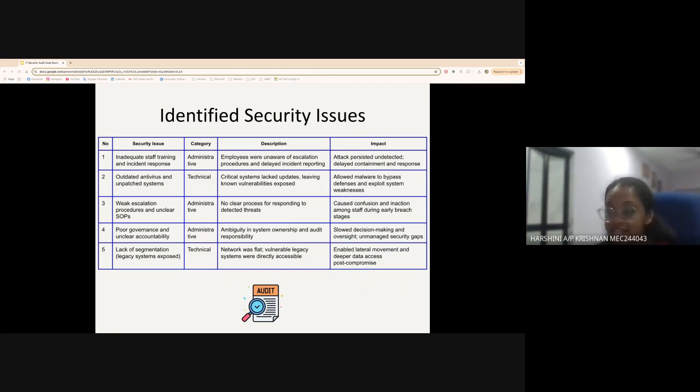And on the governance side, there was no clear accountability. System ownership and security responsibility were poorly defined, which also created delays in action. Lastly, there was a lack of proper network segmentation, which means that once the attacker had breached one system, they could move through the network, and legacy systems in particular were left exposed. Each of these issues played a part in extending the attacker's reach and increasing the damage done to the system.